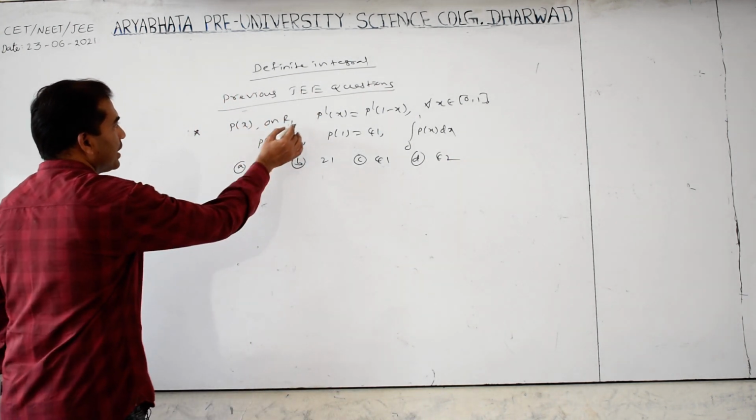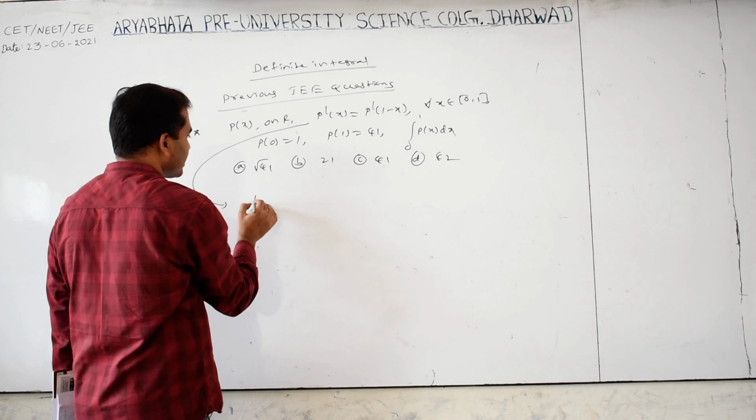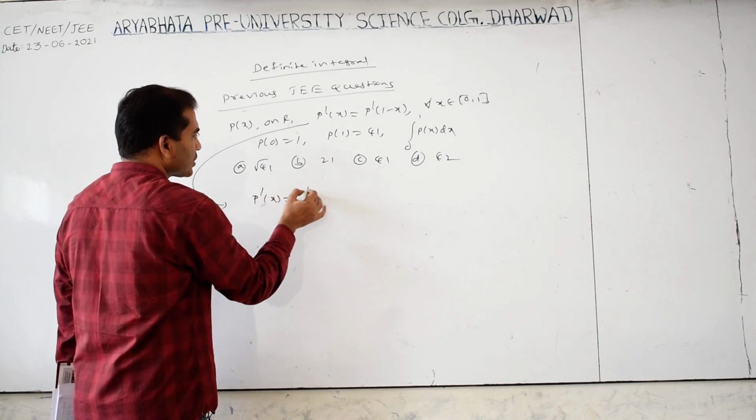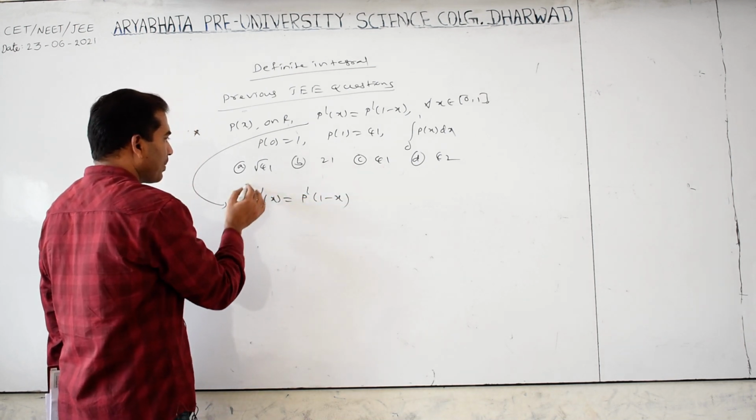Okay, this is given here, p dash x equals p dash of 1 minus x. Now, apply integration here.